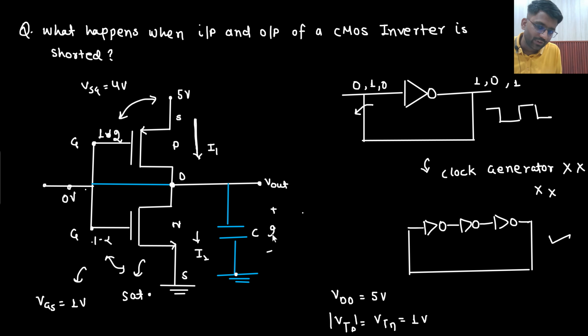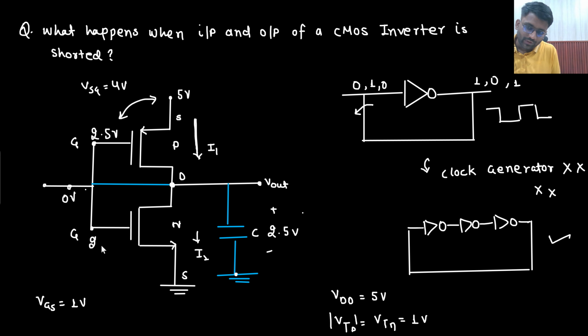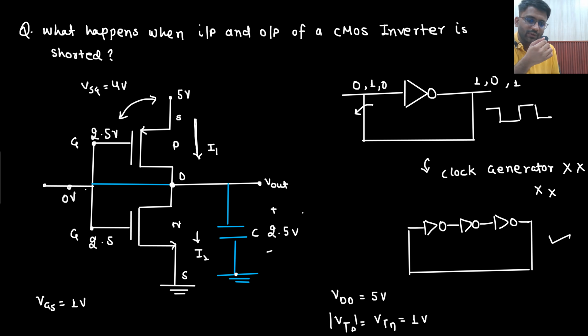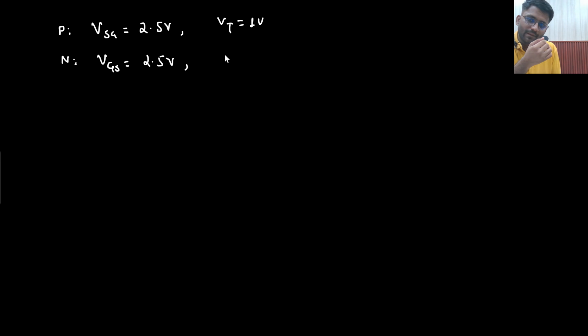Let's say it has reached 2.5 volt. Now what will happen? This 2.5 volt will come here, and this 2.5 volt will come here as well. Now you do the calculation. What will be the VSG value now? 5 minus 2.5, sir, it will be 2.5 volt. What will be the VT value? VT value will be 1. For NMOS, what will be the VGS value now? 2.5 volt. And what will be the VT value? 1. If I am saying that both of them are identical, that means yes, both will drive the current. This will also drive the current.